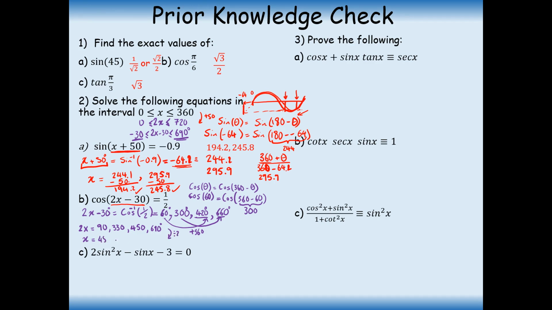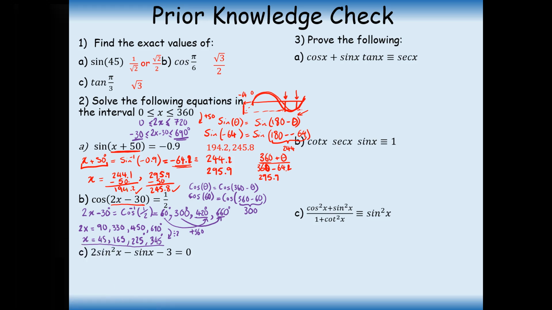We'll have 45 degrees and 165, and then 450 divided by 2 is 225 degrees, and 690 divided by 2 is 345. So this is our final answer where I'm underlining. So I'm going to write the next question with a different color.